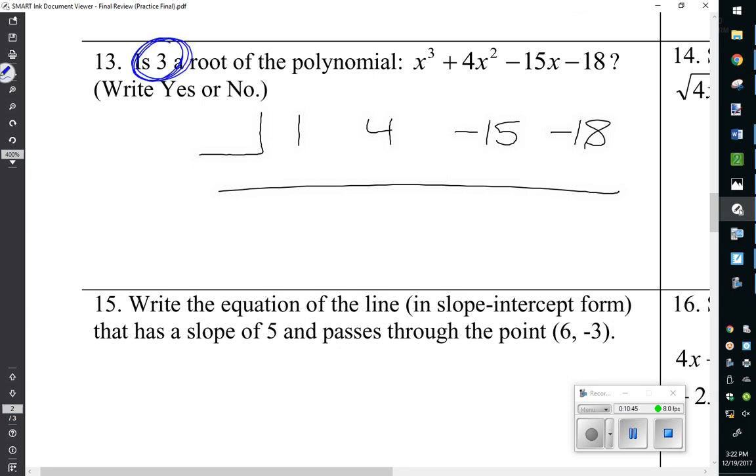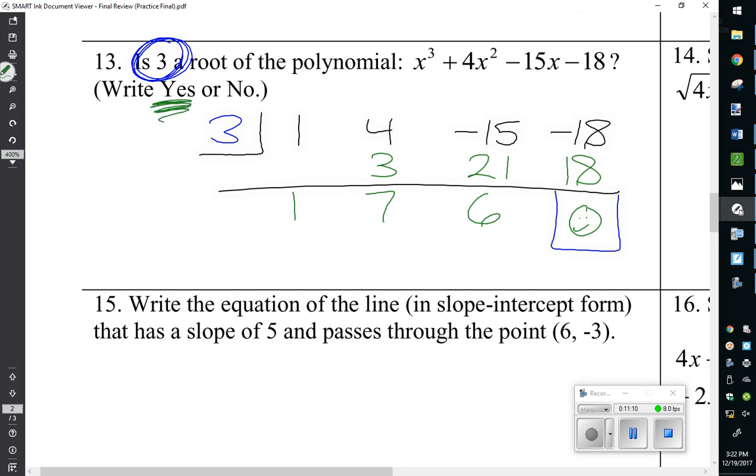It's not written with x, so I don't need to change the sign. I can just put 3 in the box. We're doing synthetic division. So I'm going to drop the 1, multiply, add, multiply, add, multiply, and add. Negative 18 plus 18 gets you 0. Since I got 0 right here, if you get 0, the answer to your question, is it a root of the polynomial? Yes, it is.